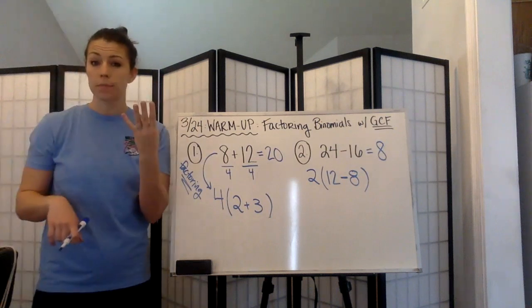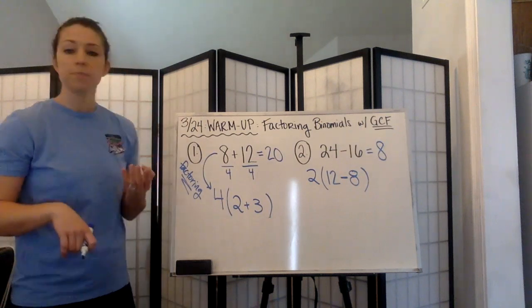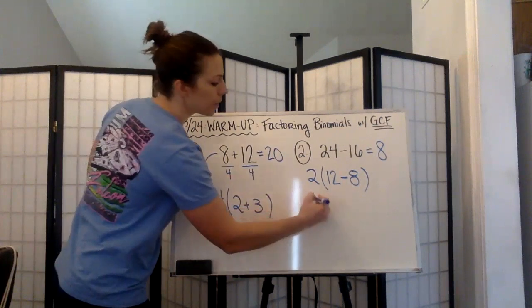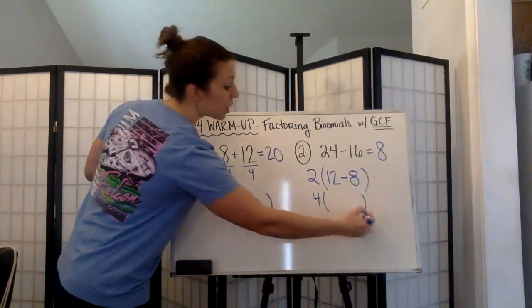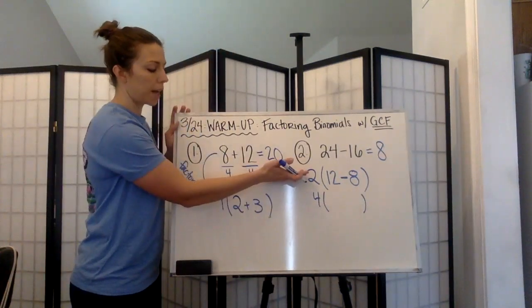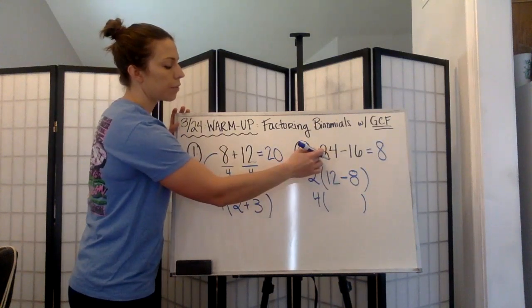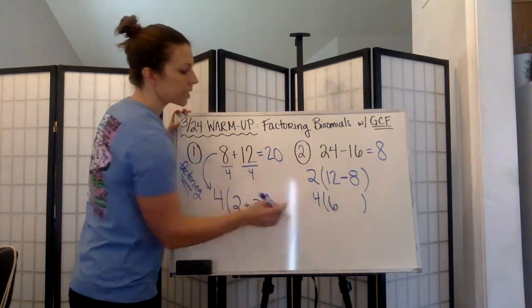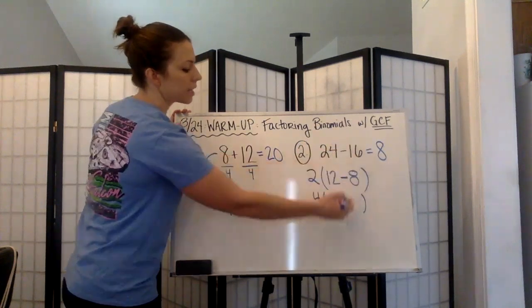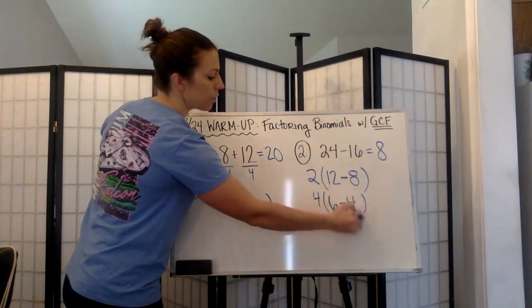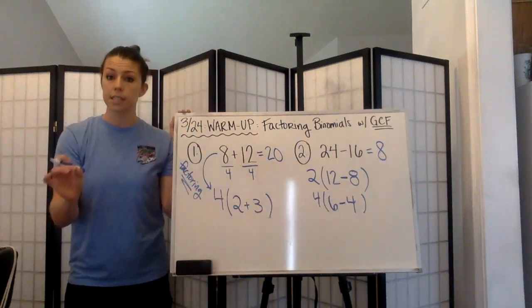What about 4? Does 4 go into 24 and 16? I think it does. Let's take out 4. So now we're going to write another equivalent product. So this is one way to write it as a product. This is another way. 4 times what is 24? 4 times 6. And 4 times what is 16? 4 times 4. Now remember, it still needs to have a value of 8.